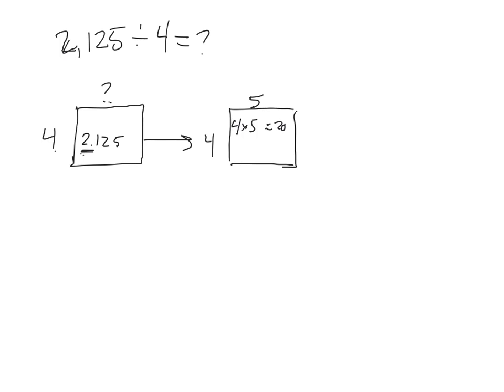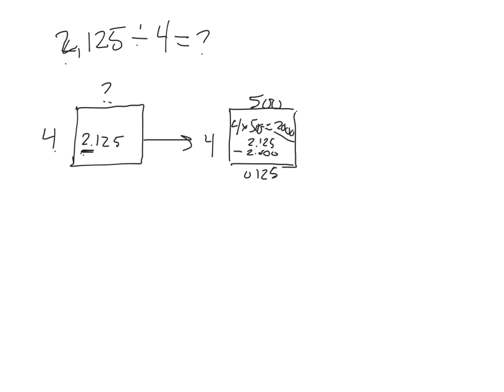I know 4 times 5 is 20, but what I want is for it to match the number in the thousands. So in order to do that, I need to put 2 zeros on the end. That's going to actually make this 4 times 500. What I started with was 2,125, and I split up 2,000 of them into groups. When I subtract that, I get what's left, and that's 125.